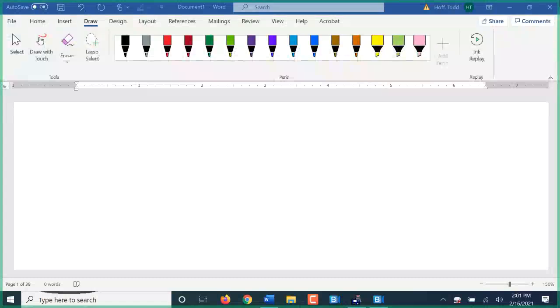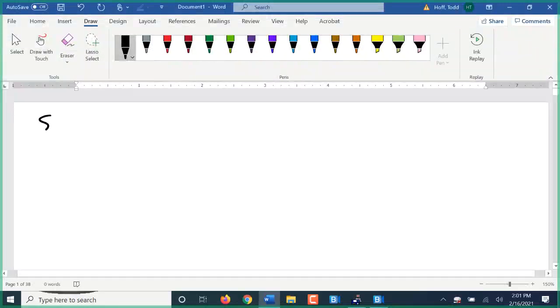Okay, so we left off yesterday talking about scientific notation, converting from scientific notation to standard notation or decimal notation.